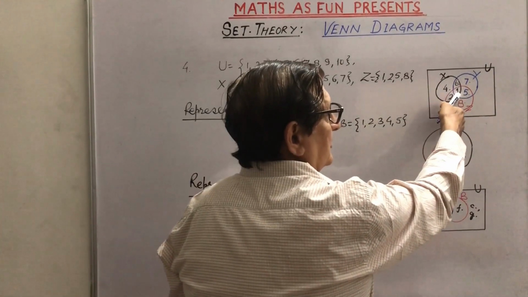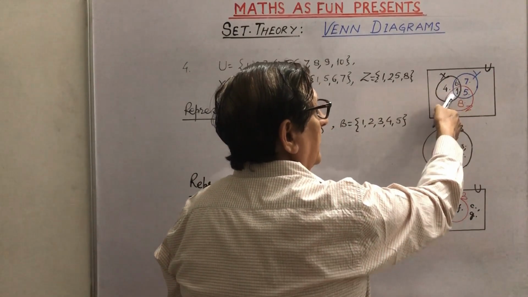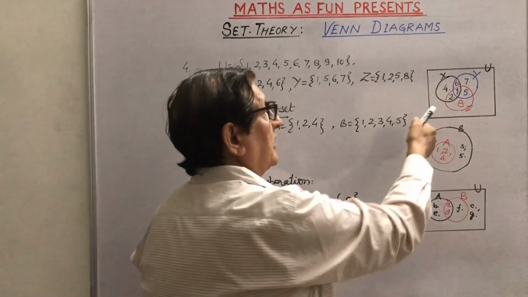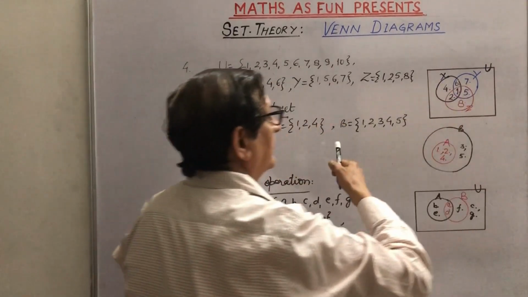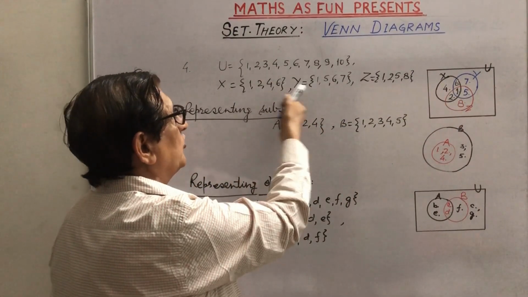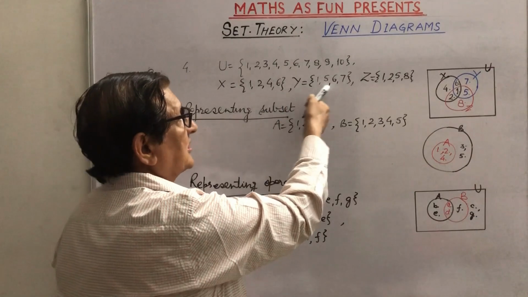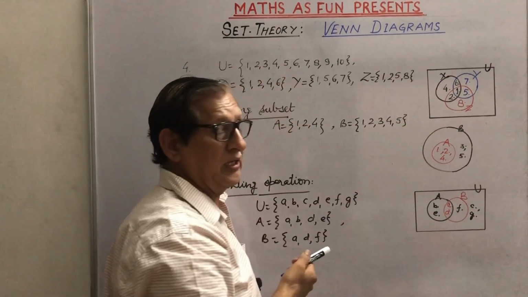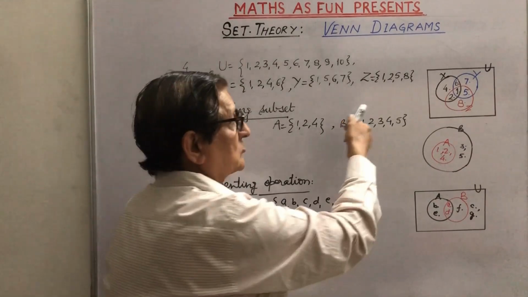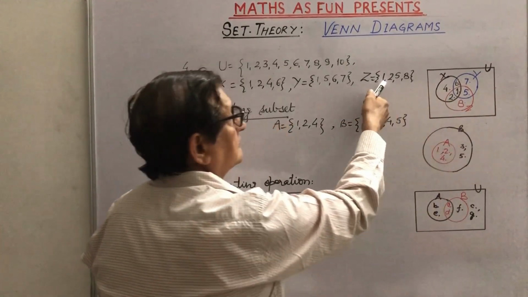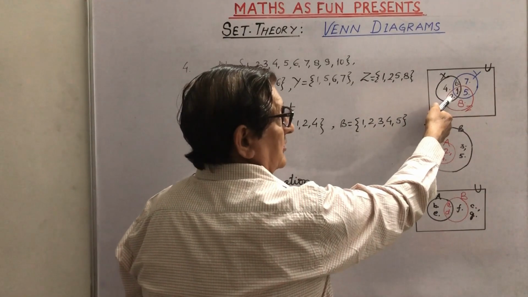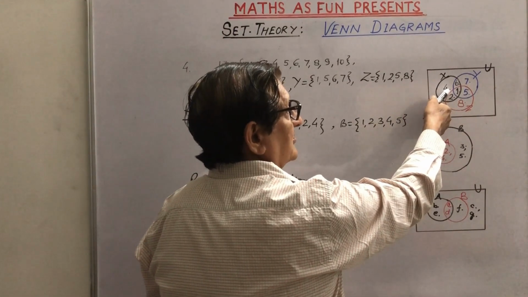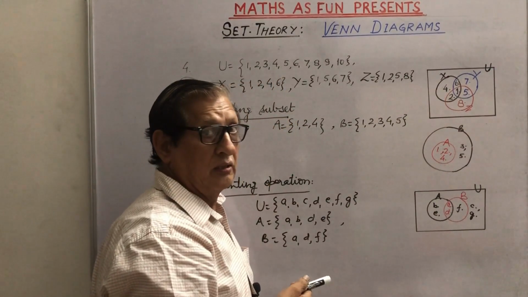So 1 will come in the common area which is common to all the three. Then we write the element which is common to X and Y. In X and Y we find 1 and 6 are common. 1 we have already taken, so 6 will be coming in this common area. 2 is common with Z, so 2 is coming in the common area here. And then the remaining element 4 is coming here in the area.